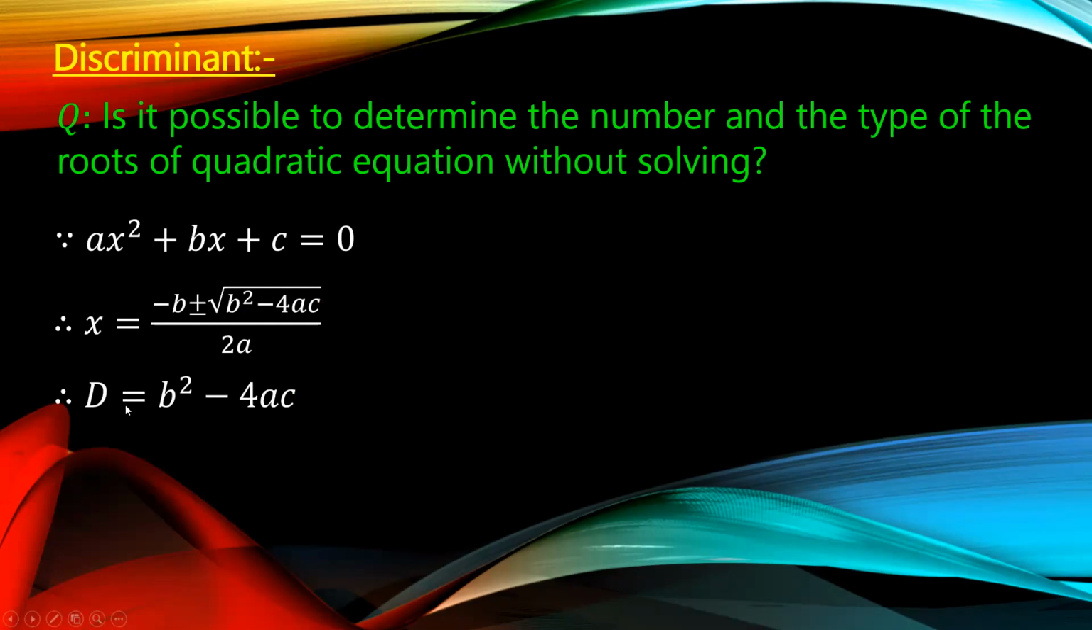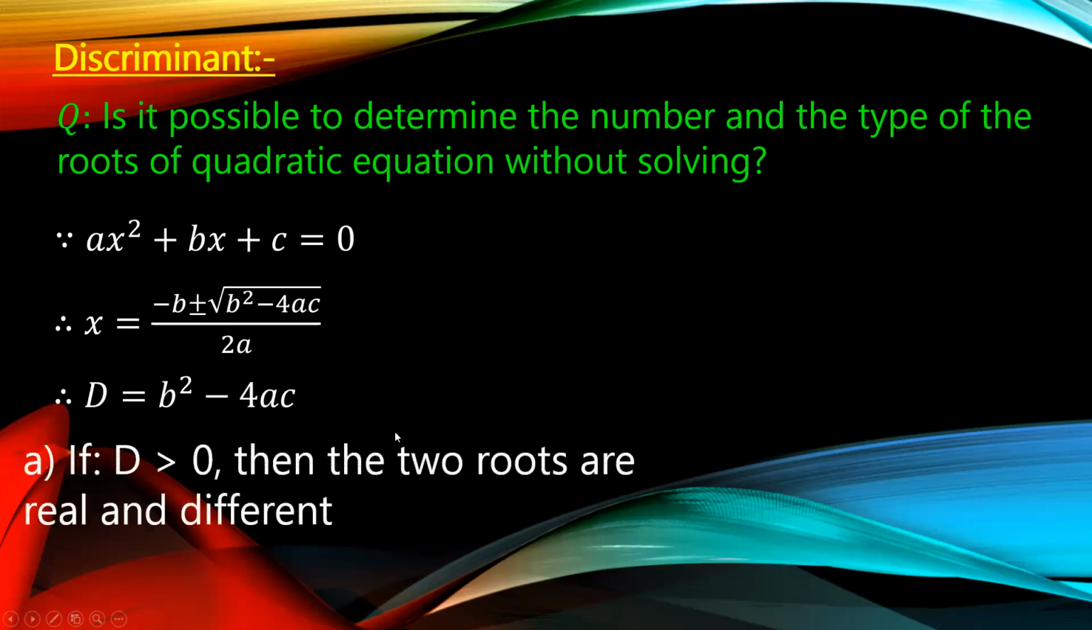The discriminant equals b power 2 minus 4ac. I will use it to determine the type of the roots. The two roots mean the two values of x. Again, the discriminant equals b power 2 minus 4ac, where b is the coefficient of x, a is the coefficient of x power 2, and c is the absolute term.